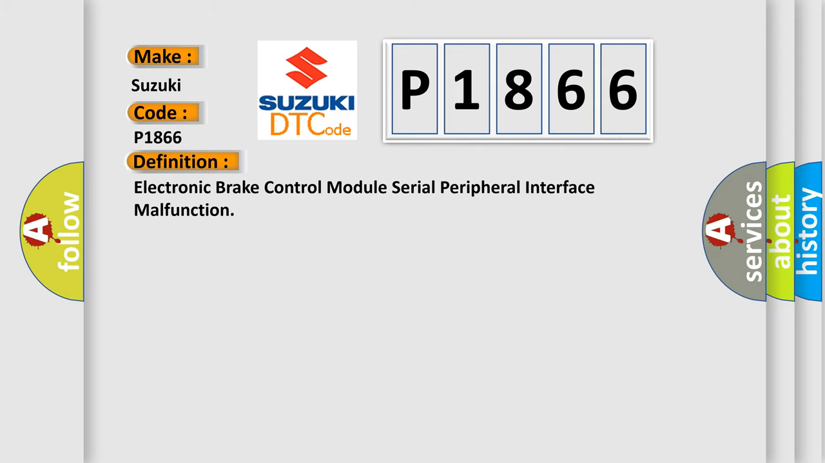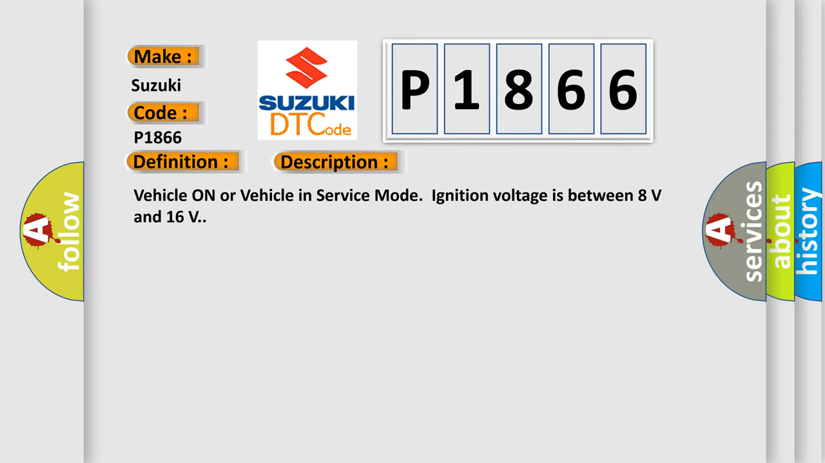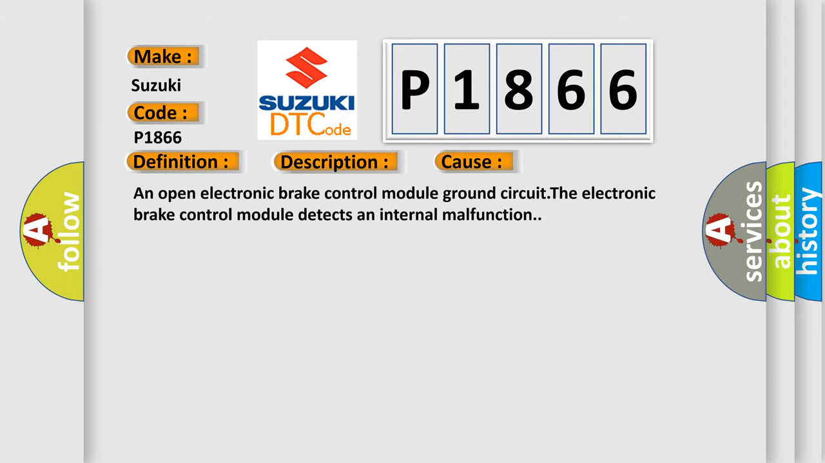And now this is a short description of this DTC code. Vehicle on or vehicle in service mode, ignition voltage is between 8 volts and 16 volts. This diagnostic error occurs most often in these cases: an open electronic brake control module ground circuit, or the electronic brake control module detects an internal malfunction.